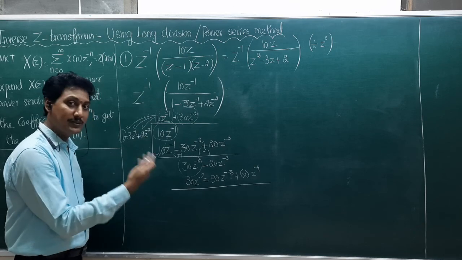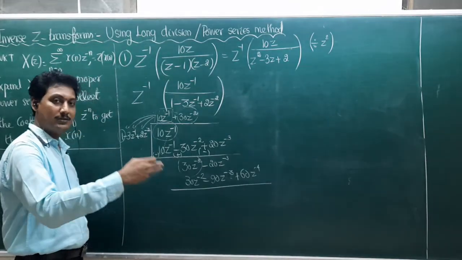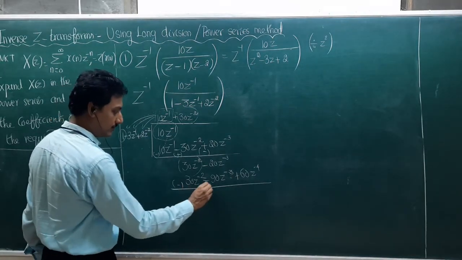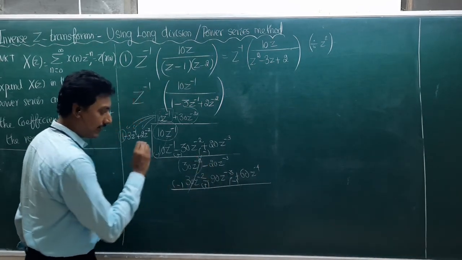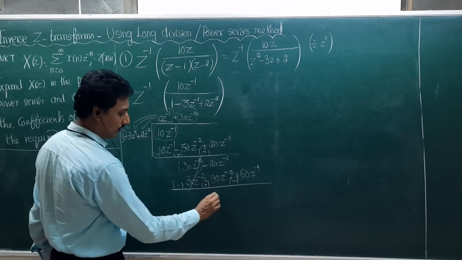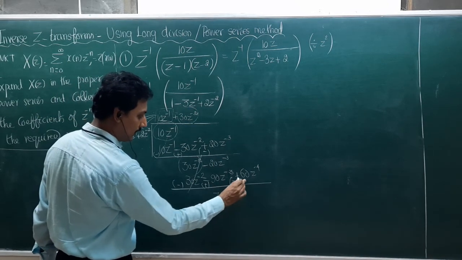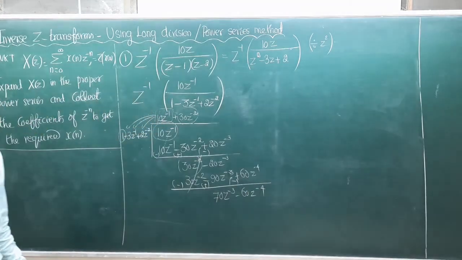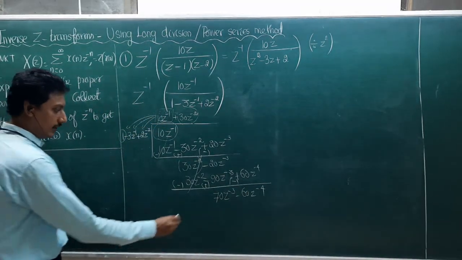These are the negative powers of z: power minus 1, minus 2, minus 3, minus 4. Actually it's called a decreasing function, right? Now change the sign. This becomes plus, this becomes minus. This will cancel. So plus 90 minus 20 is plus 70 z power minus 3. And this is minus 60 z power minus 4. Right? Now once again continue like this.